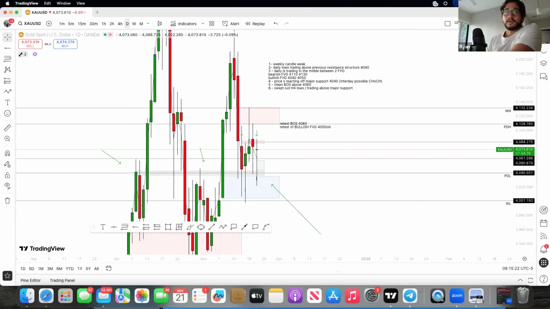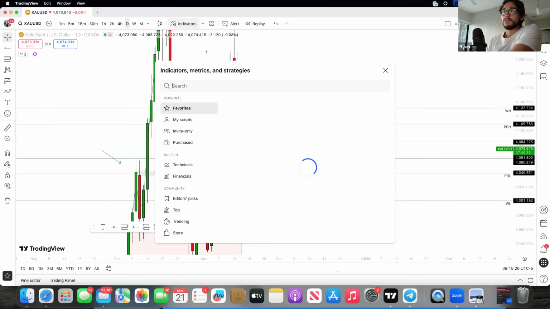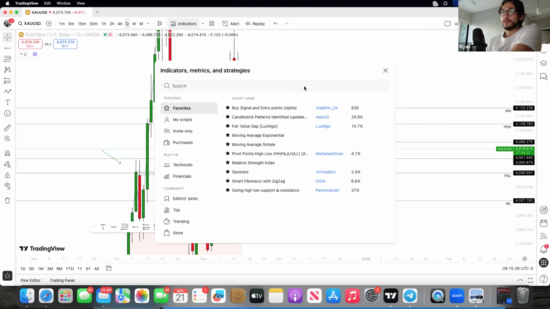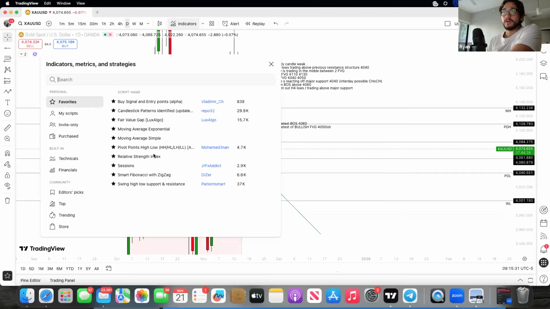I don't have any indicators. The only indicators that I use, I don't even use none of these. This is all old stuff from like years ago. So if you guys want to see this, this is all from years ago. I don't really use these anymore.